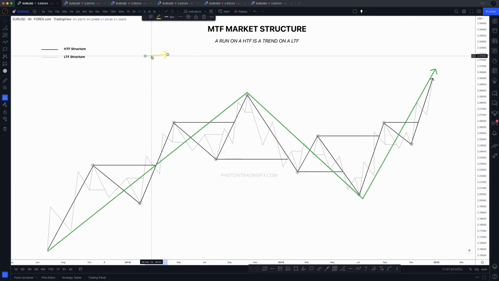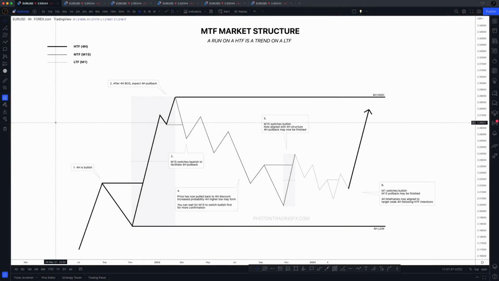When you can get your head around that, bingo, right? You're onto a winner. So let's take a look at another annotation. You might be familiar with this sort of annotation from when we were looking at 3 types of structure. But for now, I just want you to think of just swing structure, but we're going to be looking at multiple timeframes.